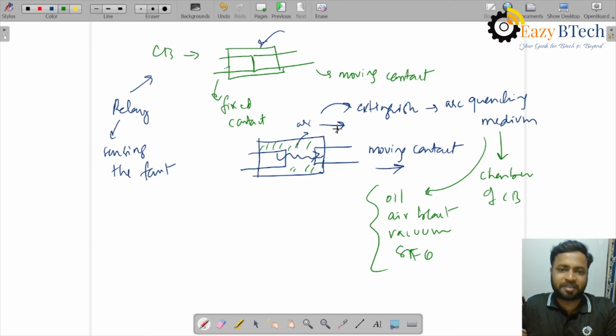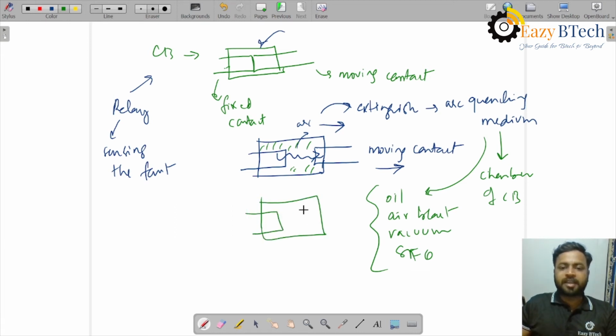But as of now, you just remember that a circuit breaker is having a closed airtight chamber, in which there are two contacts, fixed contact and moving contact. And whenever the relay senses the fault and initiates the circuit breaker operation, the circuit breaker pulls apart its moving contact and an arc is formed. This arc is quickly quenched by some arc quenching medium. Okay, so after clearing the fault, the moving contact can be brought back to its initial position.